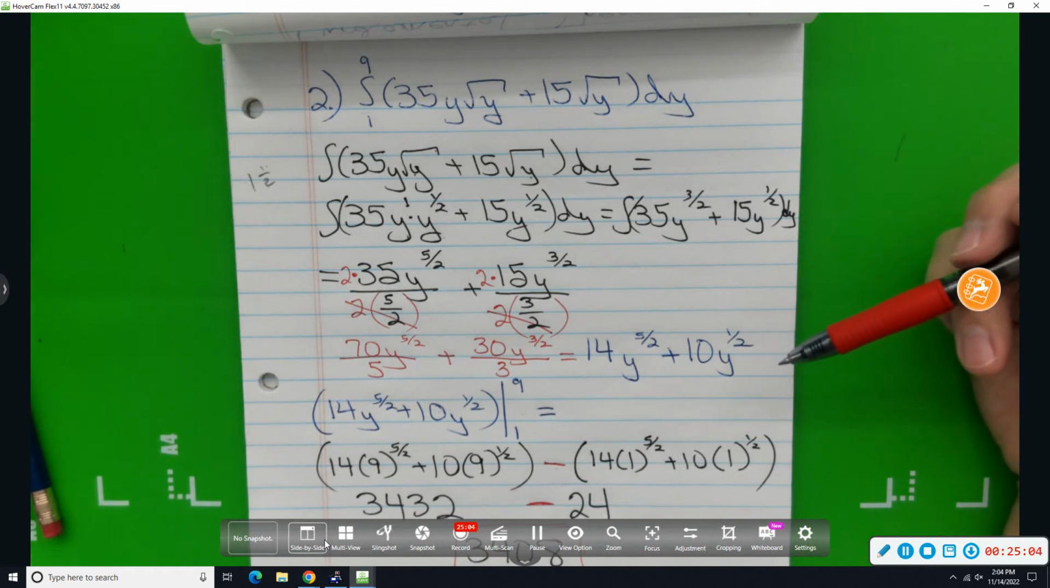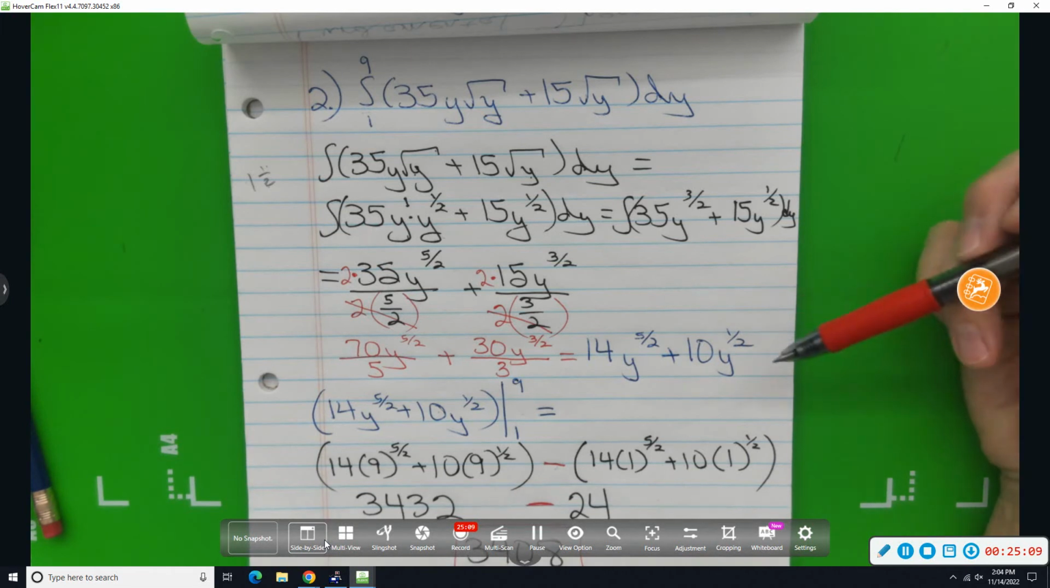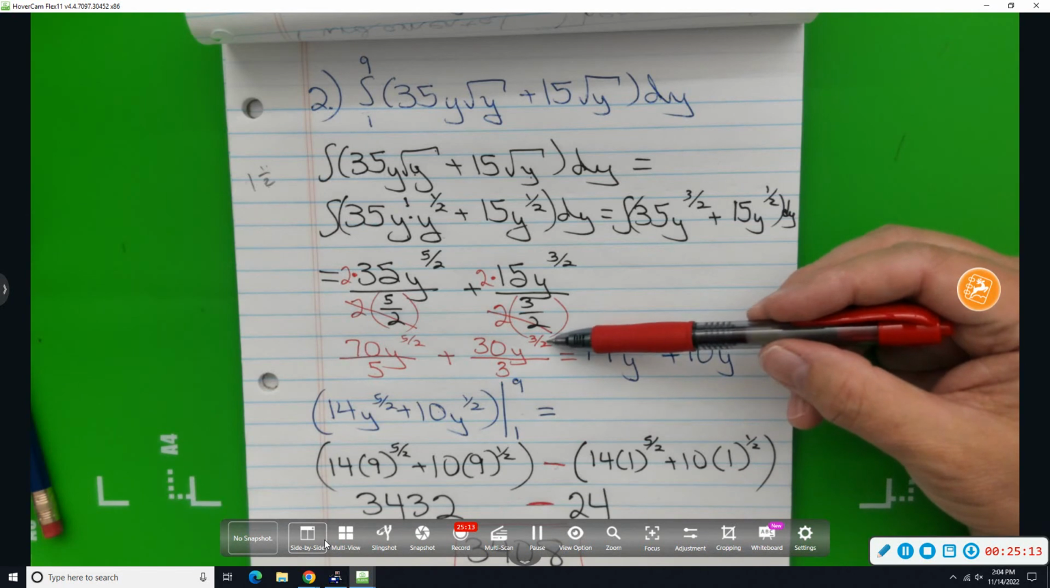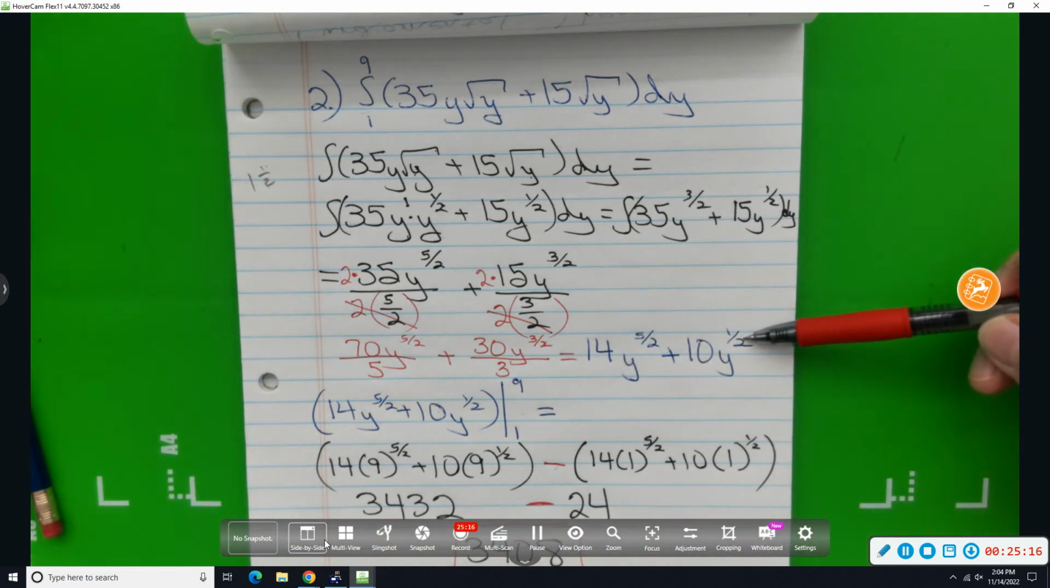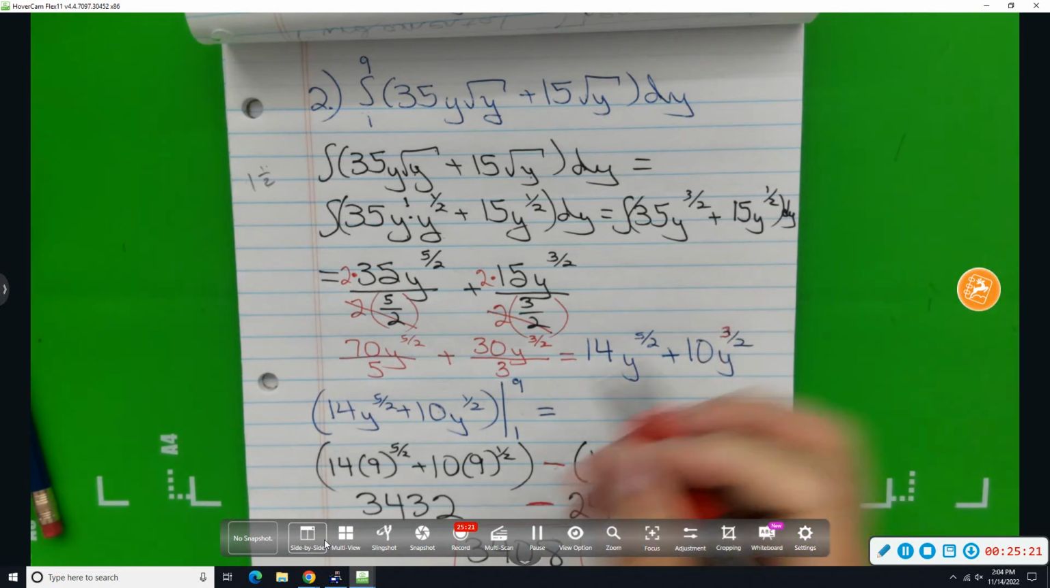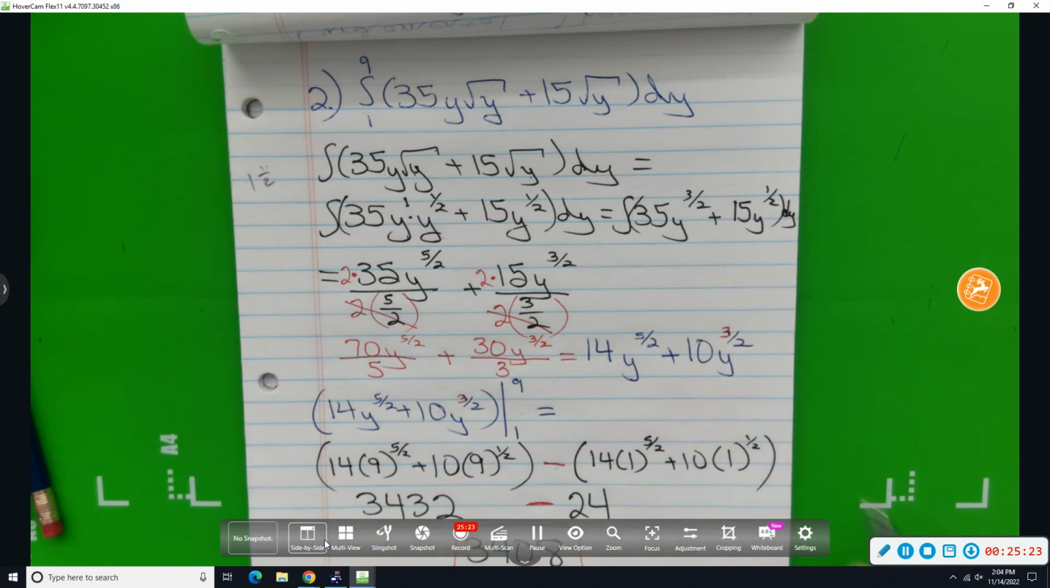Y'all don't be ashamed to call out if you spot a mistake. Even if I'm recording, I'd prefer that. What did I do? That should have been a 3/2. What did I write? 1/2. That should have been a 3/2 and a 3/2. One thing's for sure, at least, that second set of parentheses will stay a 24. But I think this first one's going to be different.